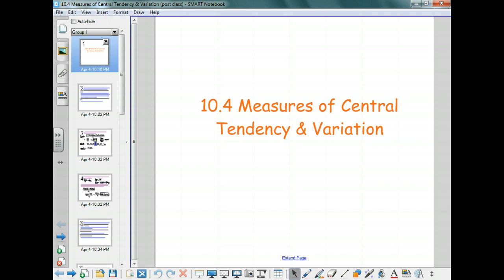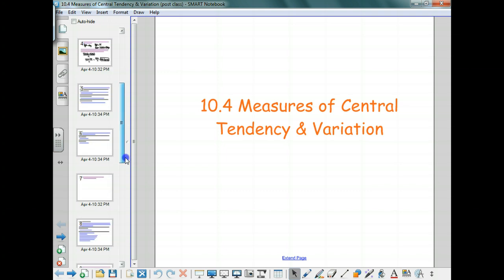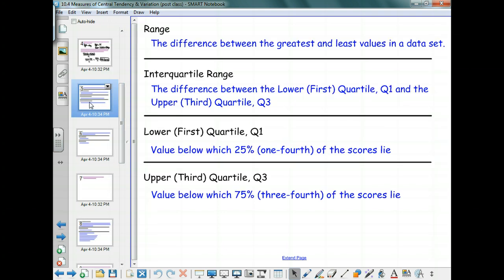Now, the other thing in this section is variation. Variation is how far something is off from that central tendency. How far are we away from the mean or the median or the mode, that kind of thing. So we're going to jump back in with range, interquartile range, and then a lower and upper quartile.